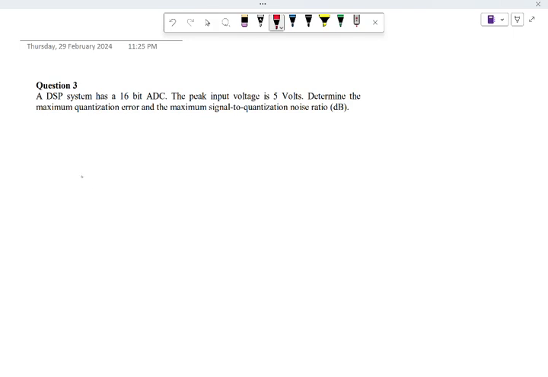Quantization error. So in this one, we're looking at an analog signal in the time domain. For example, a sinusoidal signal looks like this. It has a peak of about 5 volts, so the peak to peak voltage value is 10 volts. For this 10 volts, we have 16 bits to represent it.